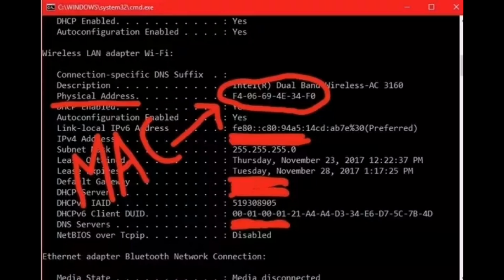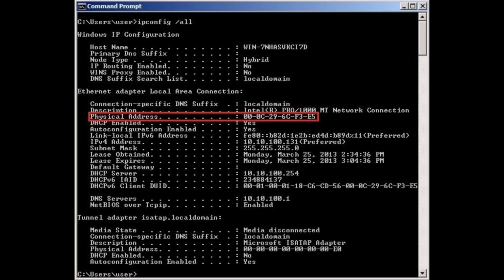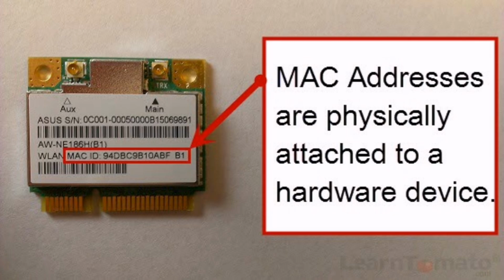So in this picture we can see, if we do ipconfig /all, then the red marked is the physical address that is showing the MAC address. Also, when we go to the next picture, it is showing a physically attached hardware device which is representing the MAC address by the arrow.